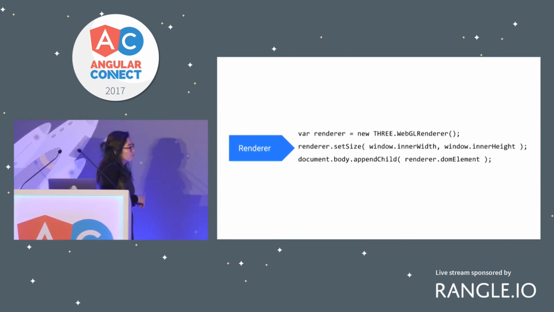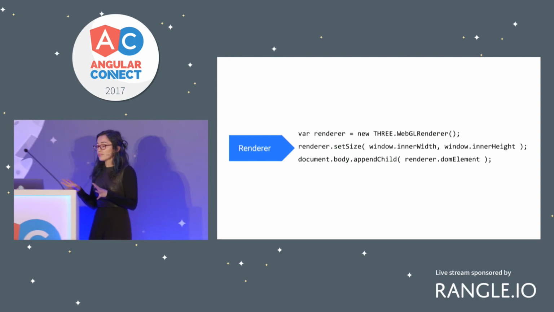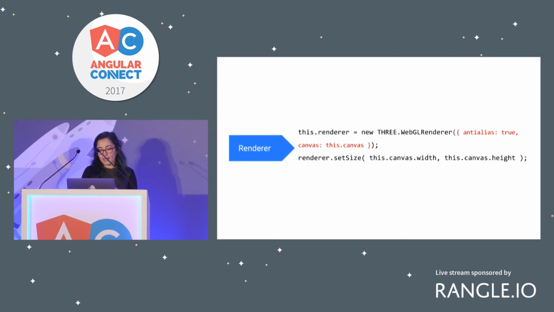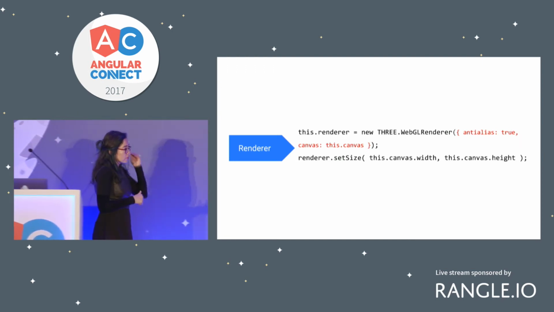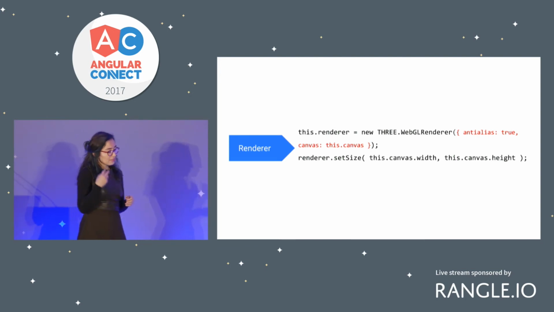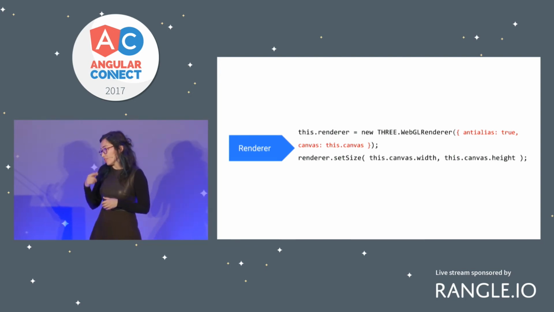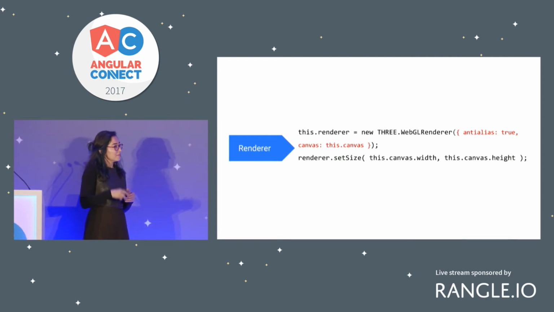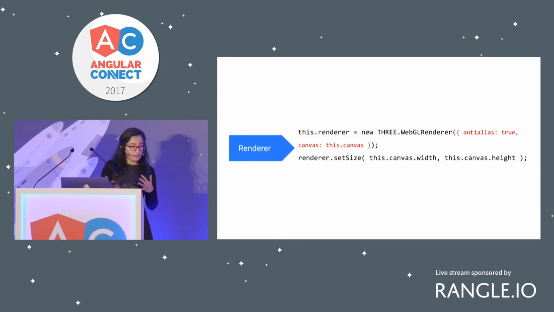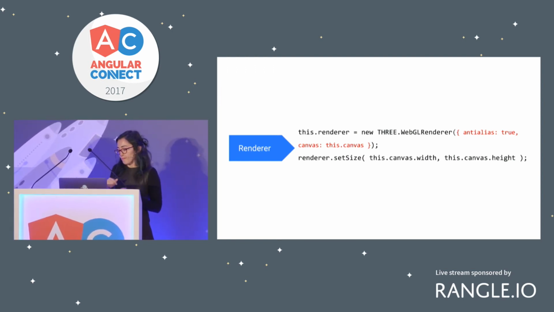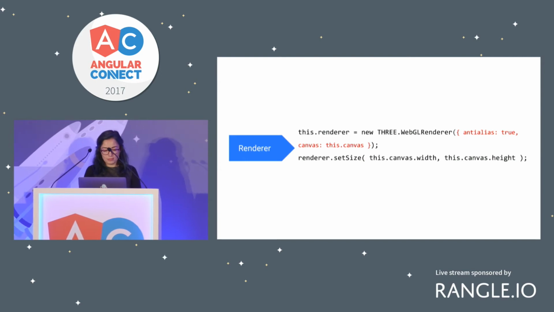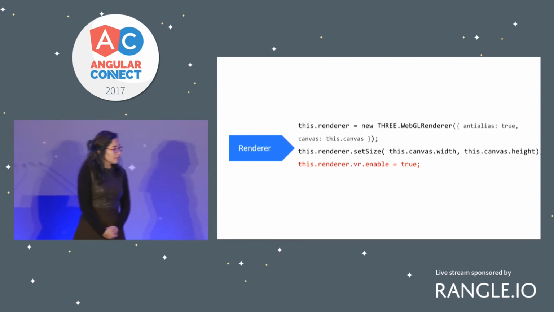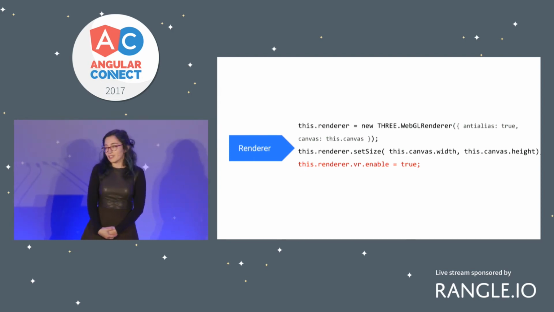And normally, outside of Angular, what we do is create a renderer and then append it directly to the DOM element. But instead, there's an option to give to the renderer. You can give options to the renderer, and one of these has to be your component's element. So instead of directly appending anything to the DOM, just remember to use your component's DOM element. So finally, you have to enable the renderer's VR setting to be true.